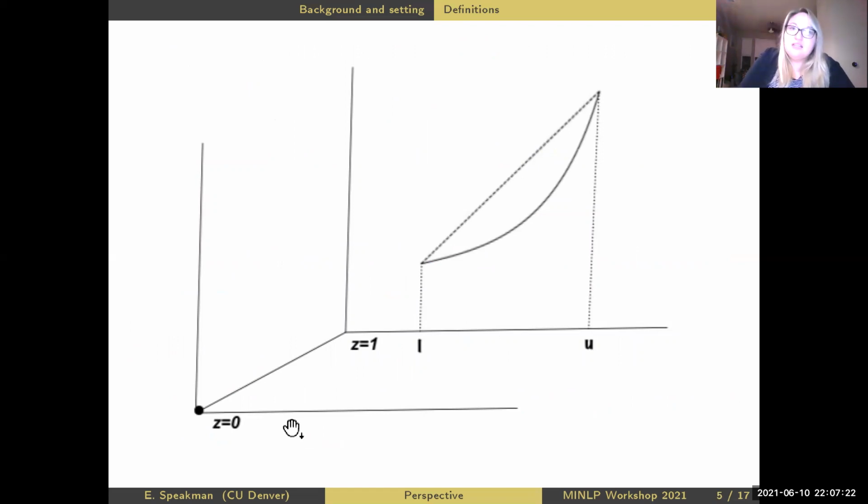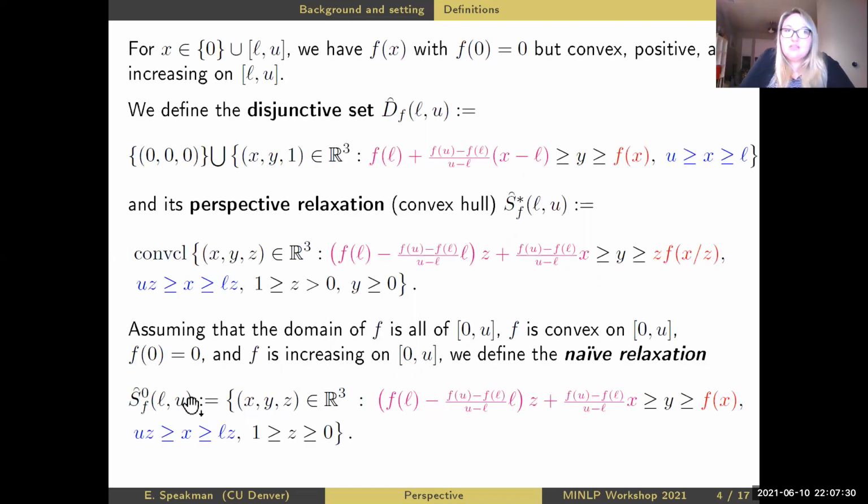So it gives us the convex hull of this piece in the z equals 1 plane with the origin. We have to just be a little bit careful because, of course, we're taking the perspective here. So we don't want z to be actually equal to 0. So then we have to take the convex closure. But that's really just a technicality. So the perspective reformulation gives us the convex hull.